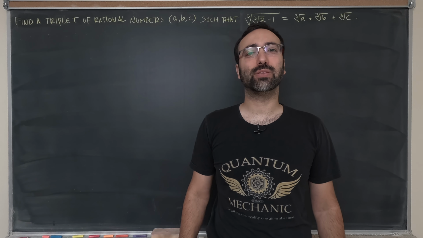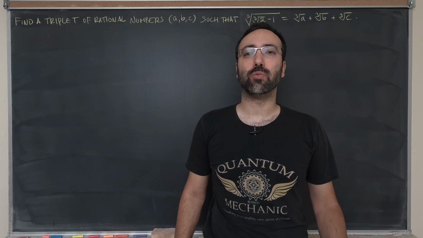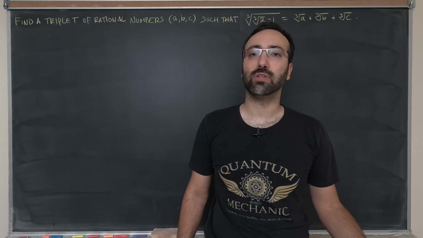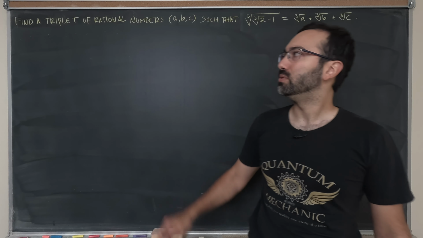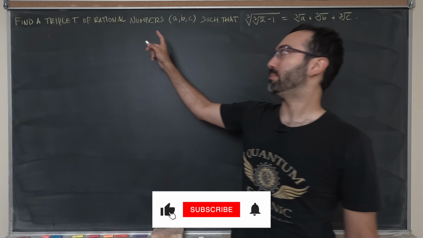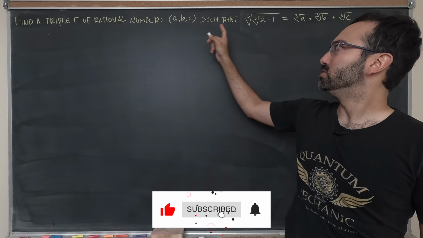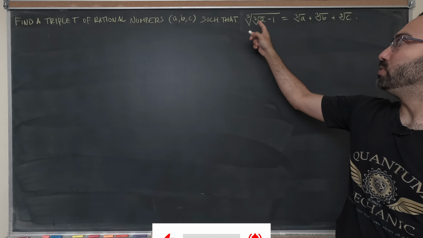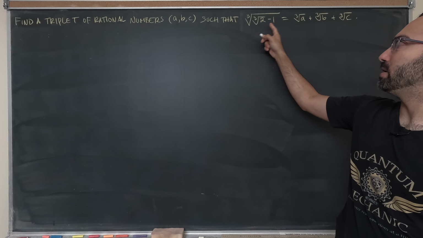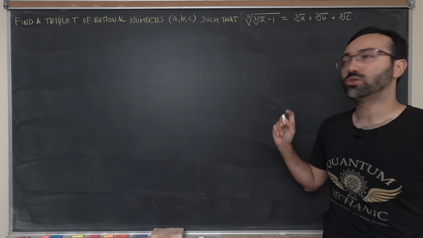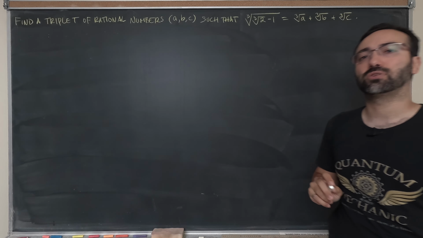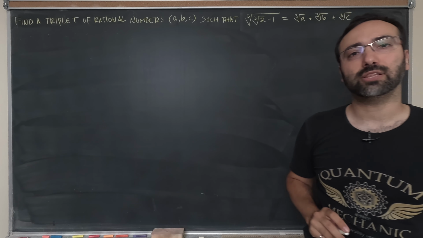Hi, today we're going to solve a splendid equation and we're going to make a lot of clever algebraic moves along the way. So what we want to do is find a triplet of rational numbers, a, b, and c, such that the cube root of 2 minus 1 equals the cube root of a plus the cube root of b plus the cube root of c. Okay, so let's check this problem out.